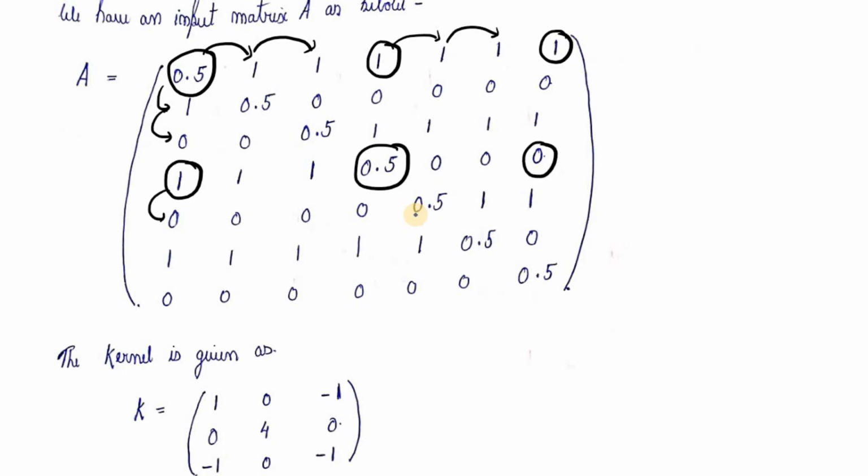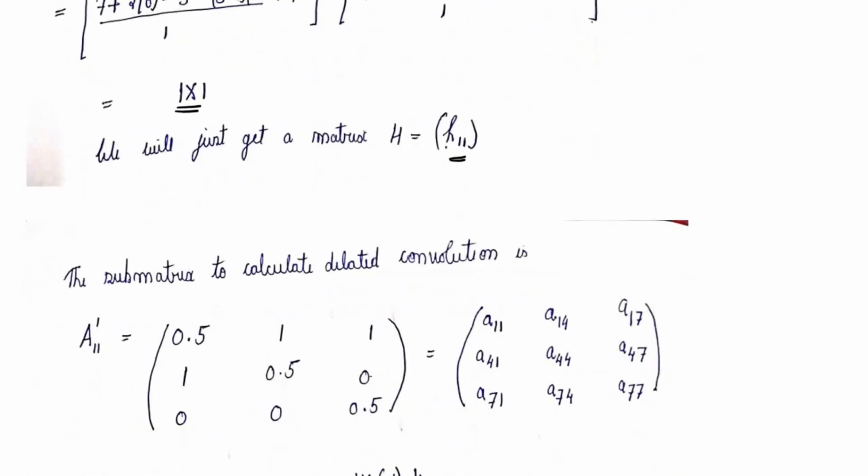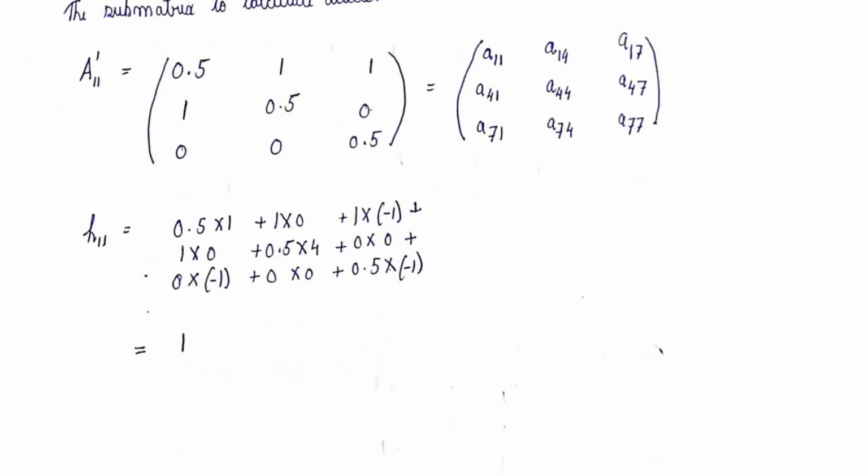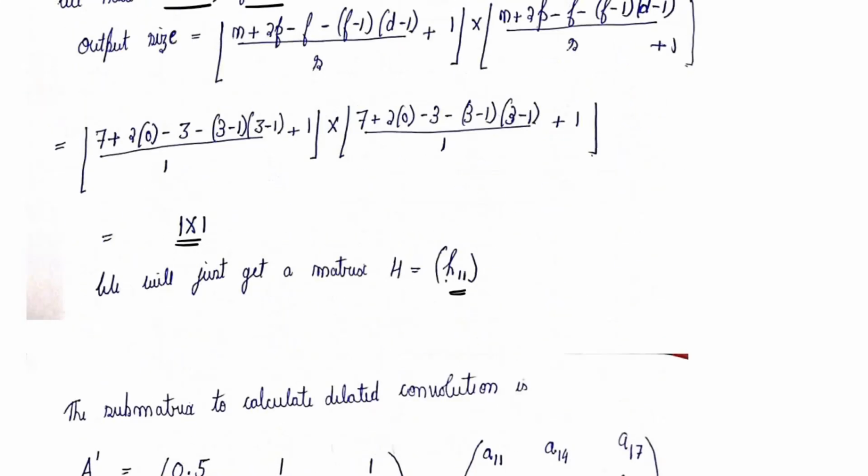Again, I choose the dilation factor of 3 and get this, and this. So the ones which are circled are exactly the pixel values to be taken in our input matrix, and that's what I have written over here. I get the submatrix and I know the kernel which is given to us. I perform the calculation and obtain the value as 1.